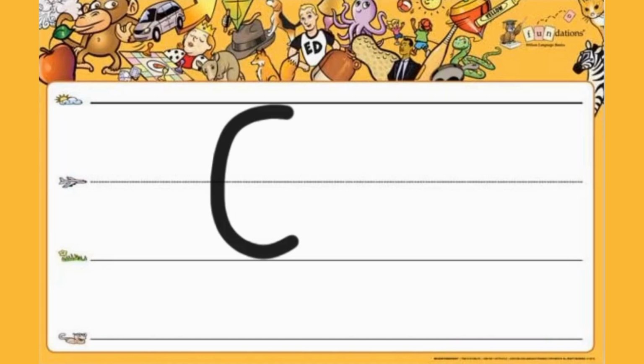For lowercase c, c is a plane line round letter. It starts on the plane line. Point to the plane line, start to fly backwards, and go down and around to the grass line.